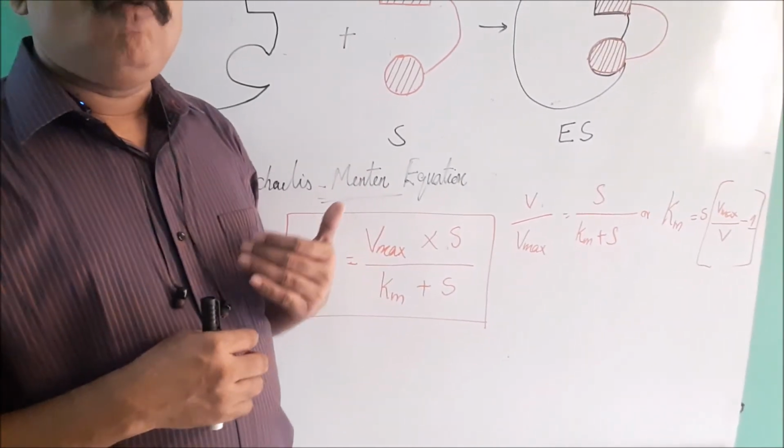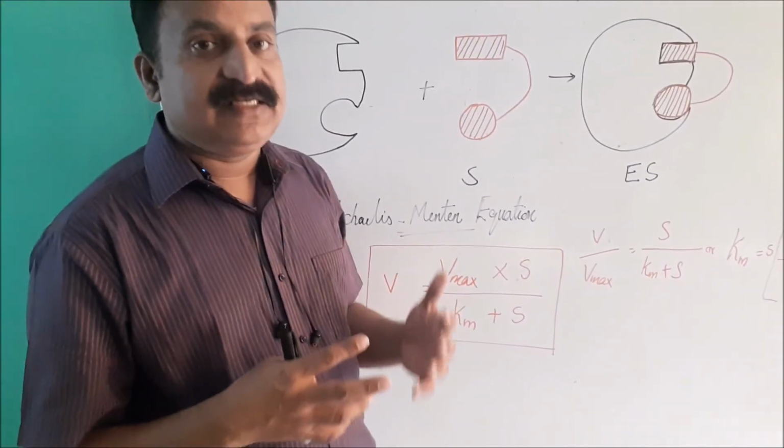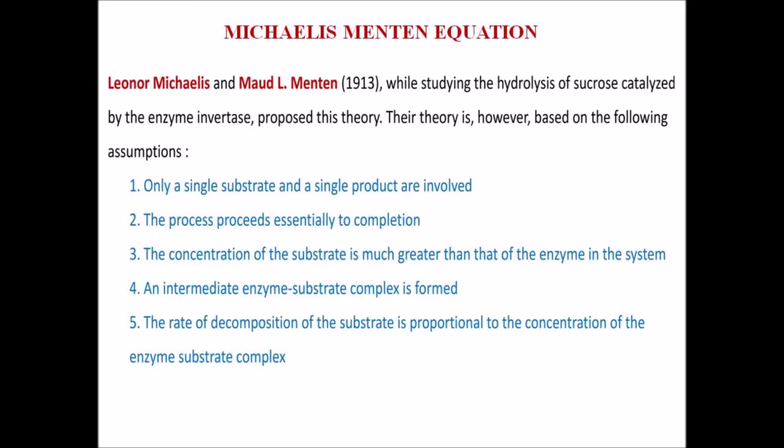Next we can see the Michaelis-Menten equation in detail. Leonard Michaelis and Maud L. Menten in 1913, while studying the hydrolysis of sucrose catalyzed by the enzyme invertase, proposed this theory. This theory is, however, based on the following assumptions.